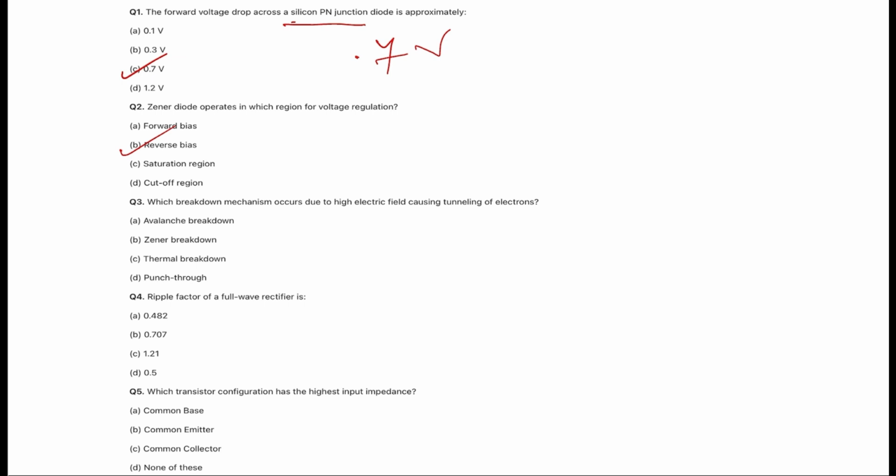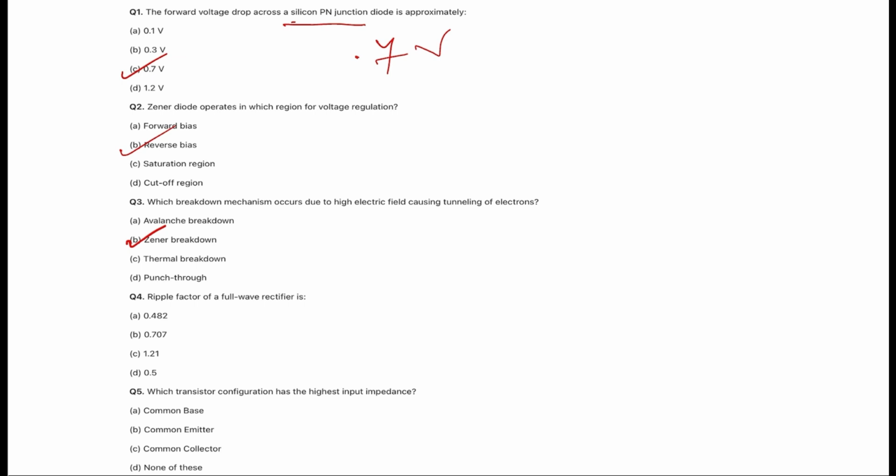Then question number 3. Which breakdown mechanism occurs due to high electric field causing channeling of electrons? Option A, avalanche breakdown. Option B, Zener breakdown. Option C, thermal breakdown. Option D, punch through. We know that the breakdown mechanism which occurs due to high electric field is known as the Zener breakdown. So the answer is option B. The avalanche breakdown occurs due to impact ionization.